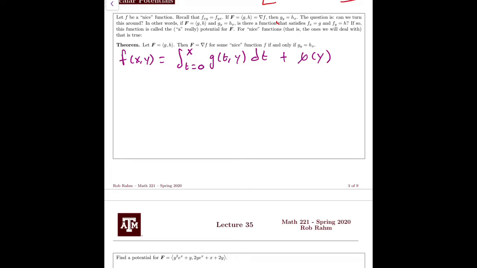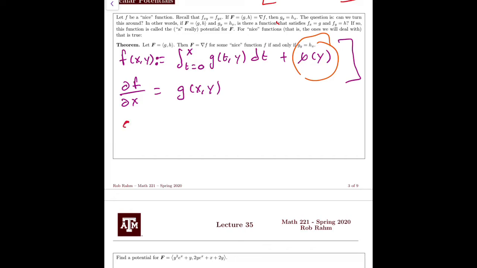But the first thing that I want you to realize is that by the fundamental theorem of calculus, the partial derivative of f with respect to x is going to be equal to g of x, y plus the partial derivative of phi with respect to x. But phi is just a function of y, so this is equal to 0. We need to show that the derivative with respect to y is equal to h, and we're going to have to define phi in a certain way.